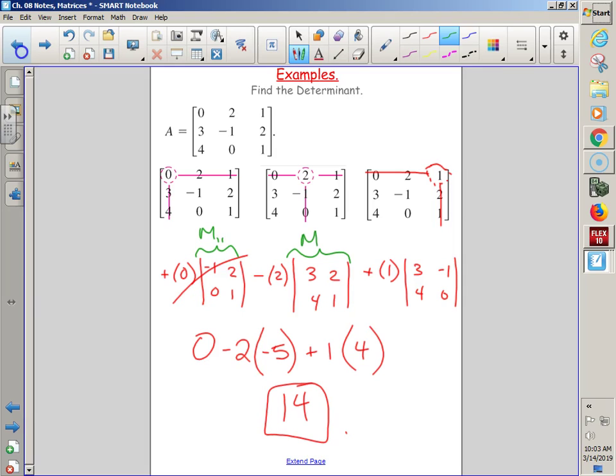M1,2, ignoring the first row, second column. So who would that guy be? Yeah, you see it? The minor is just this little extra piece that's left over when ignoring the proper row and the proper column. Now remember, this little guy in front, this is A11, this is A12, this is A13.